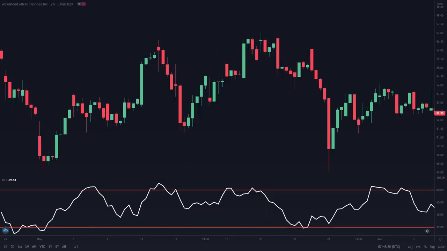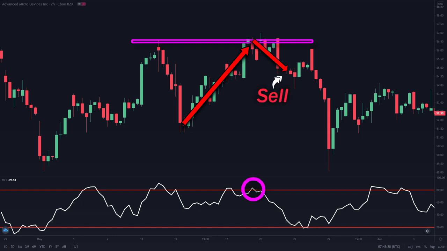Here we have AMD, and as you can see, when prices hit this level, it reverses downwards, making this a key resistance level. So, as prices approach this level again, we can see a slight momentum to the downside, while the Money Flow Index is at overbought levels, making this a good opportunity to take a sell position.